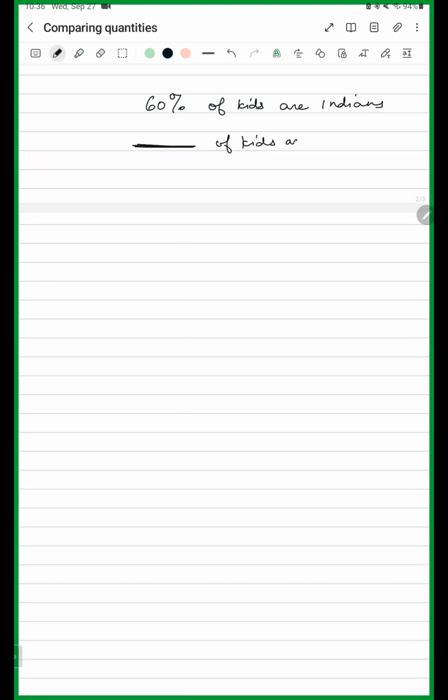Are not Indians. Can you tell me? 100 minus 60. And how much will that be? 40, right? 40. Yeah. So do you see why we did 100 minus 60? 100 minus 70%. Yeah, because when we add it, it gives us 100. You understand? Yeah, I understand.